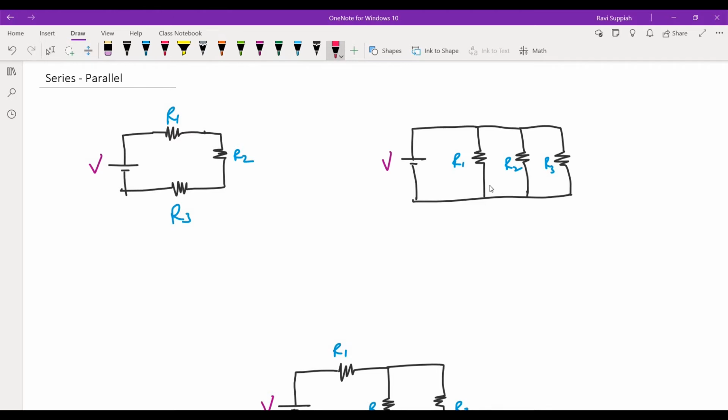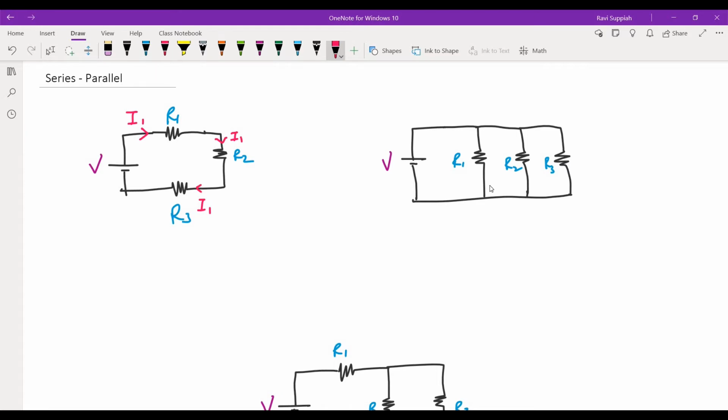When the current flows out of the voltage source, let's call this current I1. It flows through the resistor R1. After it flows through the resistor R1, the same current flows through the resistor R2. And the same current also flows through the resistor R3. So when you have the same current flowing through different components, then we say that those components are in series.